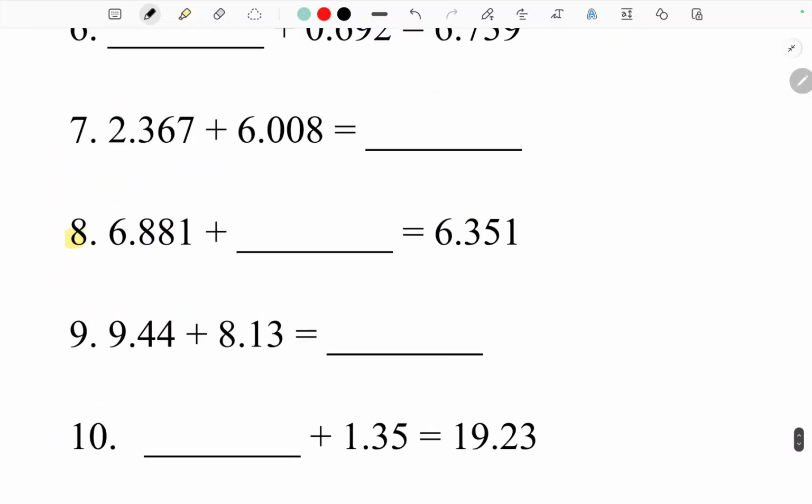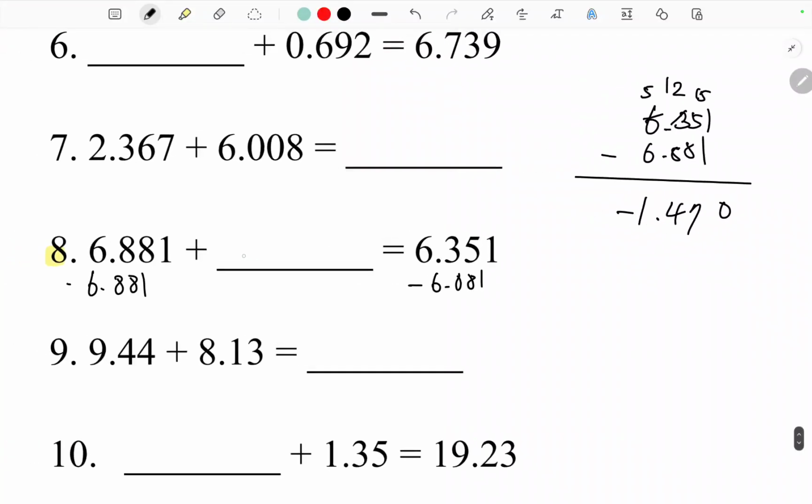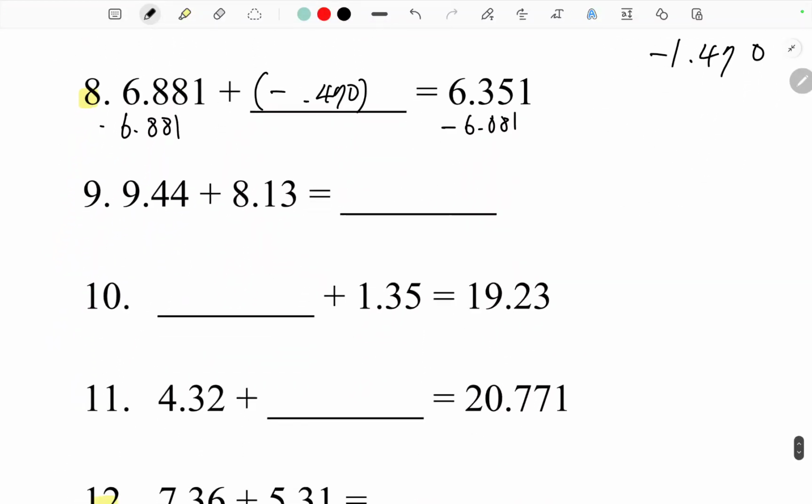And okay, this one again you subtract, and this one you have a negative number, which becomes 1, this becomes 2, 15, 7, 5, 12, and 4 point negative 1. So this one actually becomes negative 1.470. I mean, like this.